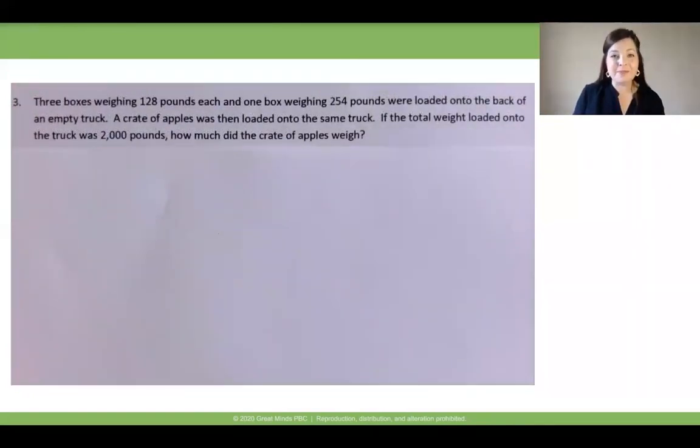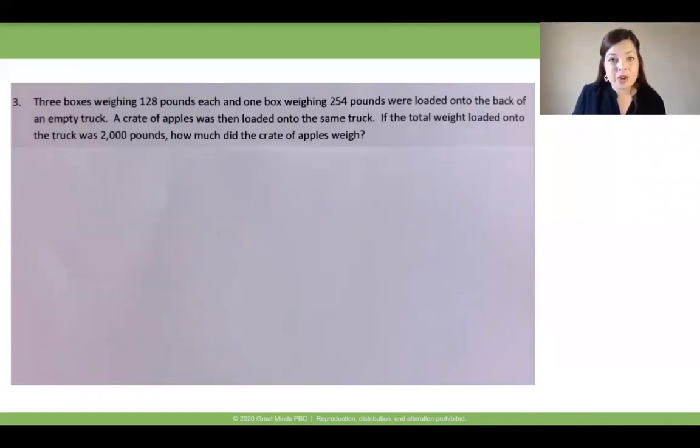Let's move on to problem 3 now. Let's read the whole thing together. Ready? Read. 3 boxes weighing 128 pounds each and 1 box weighing 254 pounds were loaded onto the back of an empty truck. A crate of apples was then loaded onto the same truck. If the total weight loaded onto the truck was 2,000 pounds, how much did the crate of apples weigh?